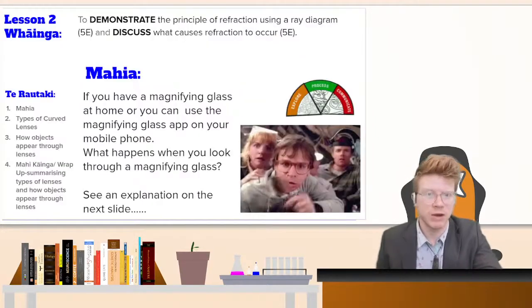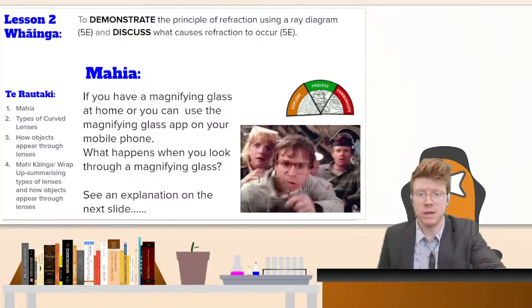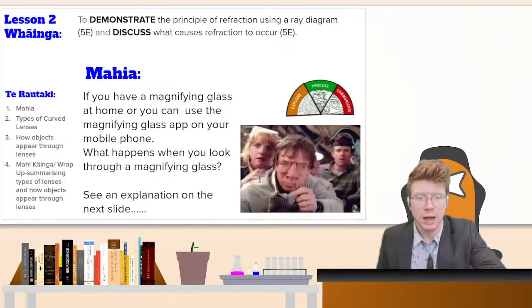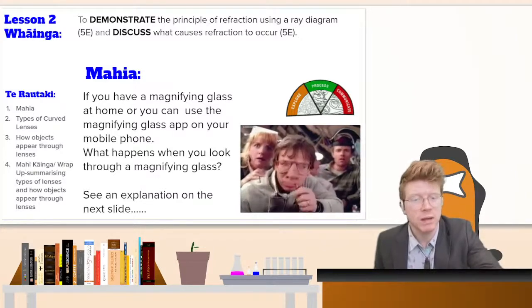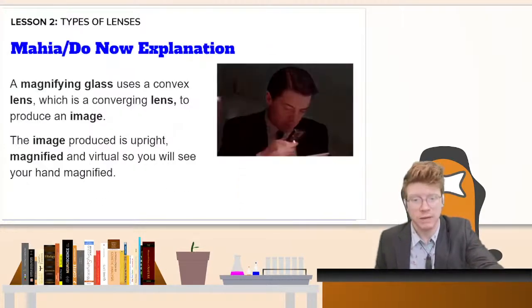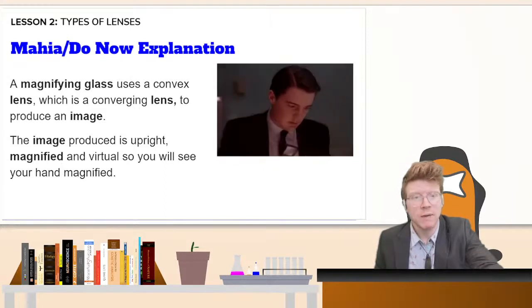All right, now we're moving on to our second lesson today, which is on lenses. We've kind of talked about lenses already. We've talked about the phenomenon associated with them. But hopefully you can see that when you hold up a magnifying glass, things appear to be larger than they previously were. That's what we mean by magnification. Now, magnifying glasses are convex lenses.